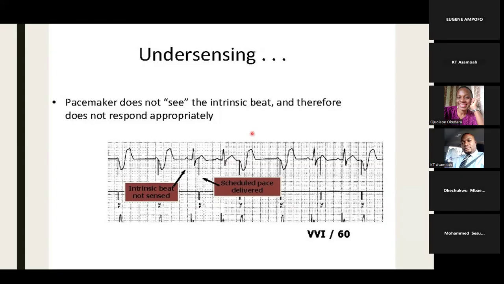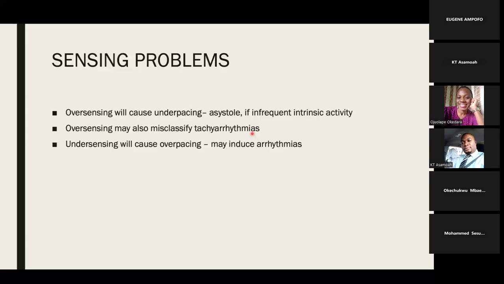So in undersensing, you are overfiring, and this would result in faster depletion of the battery and could also result in an R-on-T phenomenon, which could degenerate into ventricular fibrillation. Whereas in oversensing, you are underpacing. So your battery will last very long because you are not using it to pace, but you are losing ventricular output because it is sensing atrial activity. That's the danger with oversensing.